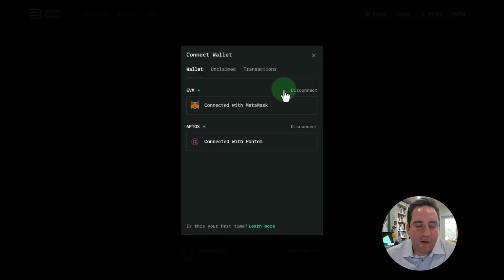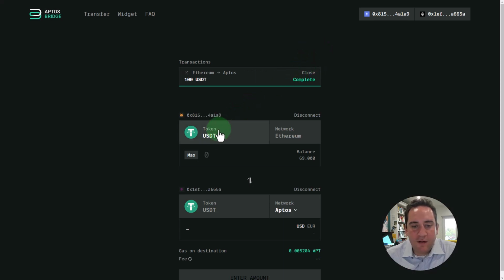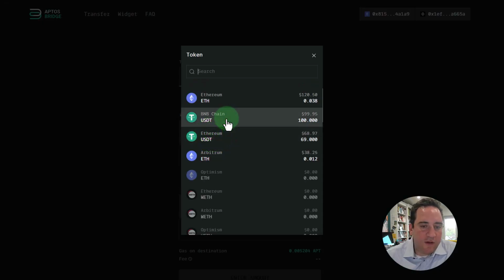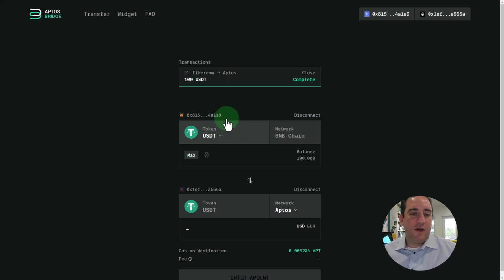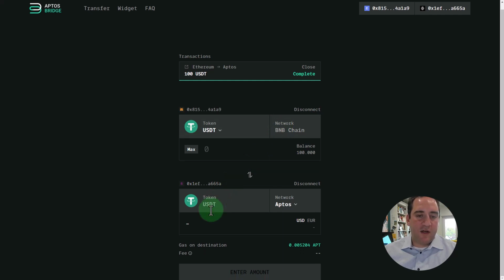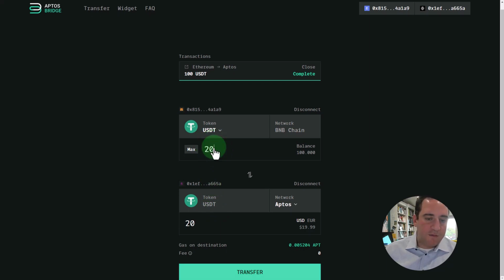It's really straightforward. There's nothing more to do beyond just connecting to an Aptos compatible wallet like Petra. And once you do that, you just choose what token you want to transfer over. So let's transfer $100 from the BNB chain onto Aptos, and we'll be able to just then execute the trade whenever we want to do that. And then you just transfer it, and that's it. It's as simple as that.